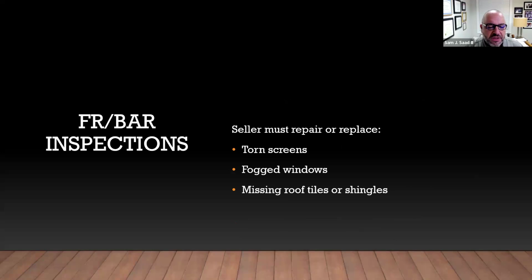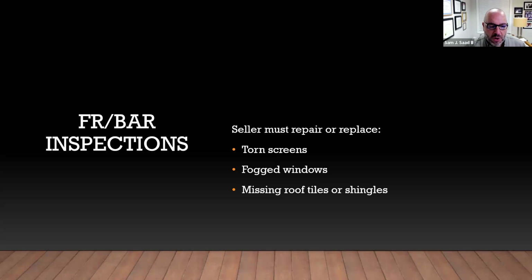And it's an interesting thing under the FRBAR contract. The seller must replace torn screens, fogged windows, missing roof tiles or shingles, and things of that nature. It's my opinion, I'm giving an opinion here, this is not the judge's opinion, that the FRBAR inspections are a little bit more concise and clear as to what has to be repaired.